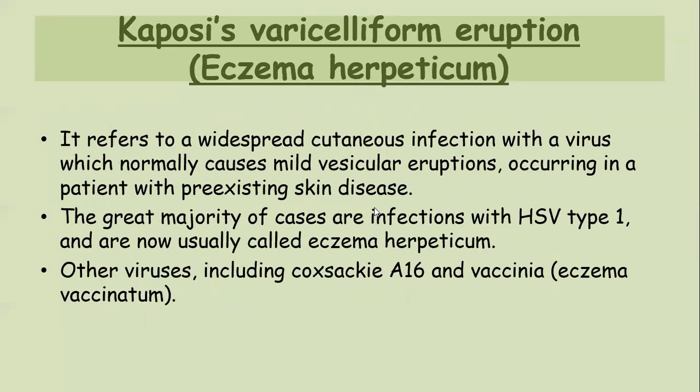The last topic of this lecture is Kaposi varicelliform eruption, also known as eczema herpeticum. It refers to a widespread cutaneous infection with a virus which normally causes a mild vesicular eruption, and this disease occurs in patients with pre-existing skin conditions. In the great majority of cases, the virus which is infecting is herpes simplex virus type 1. This is now called eczema herpeticum. Other common viruses which cause this eruption are Coxsackie A16 or vaccinia virus, and the eruption due to vaccinia virus is called eczema vaccinatum.